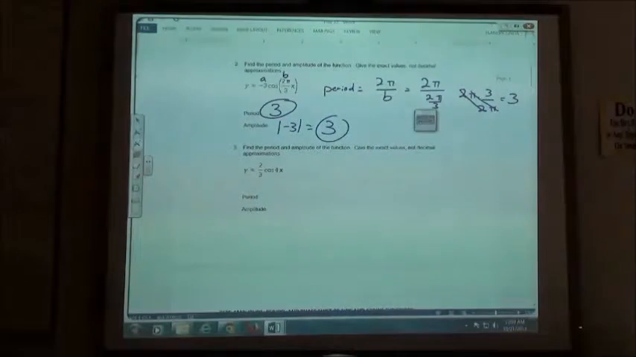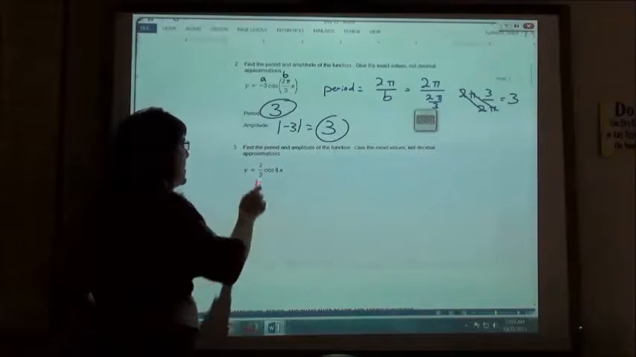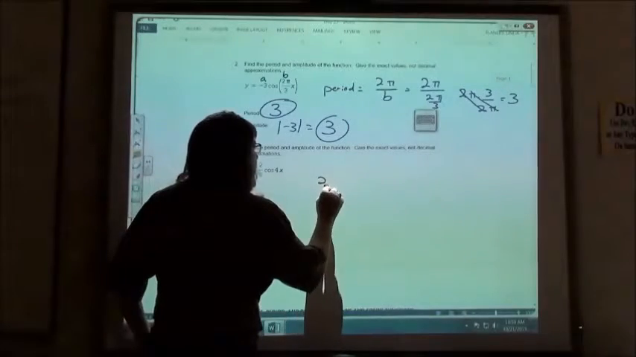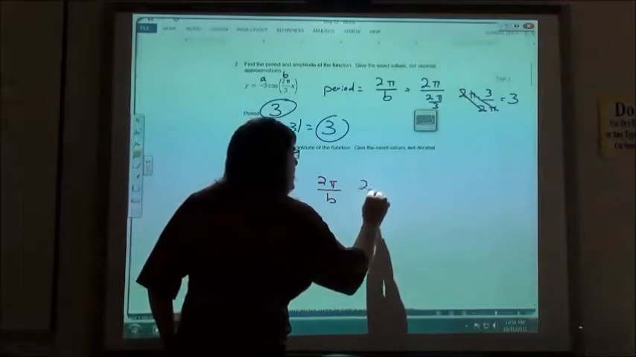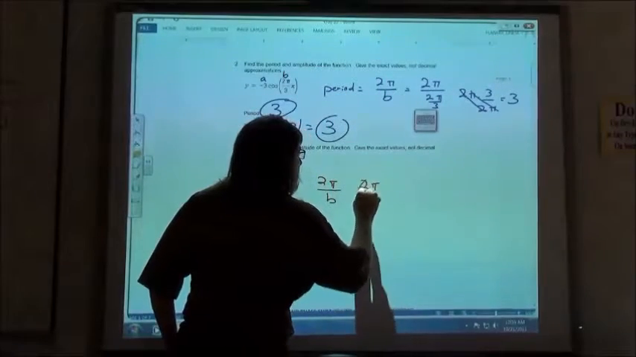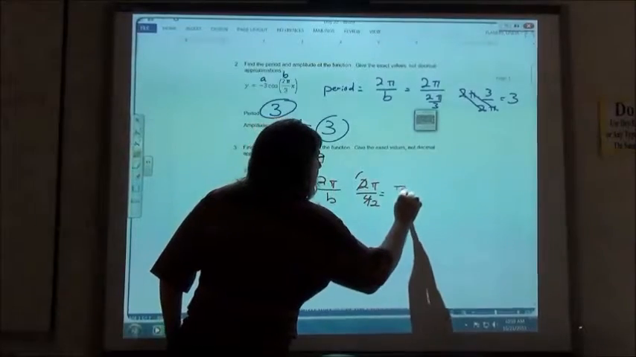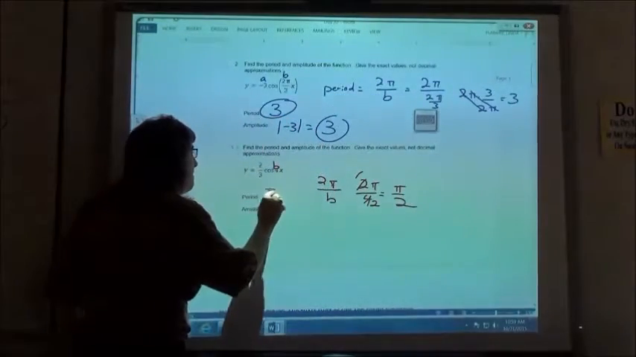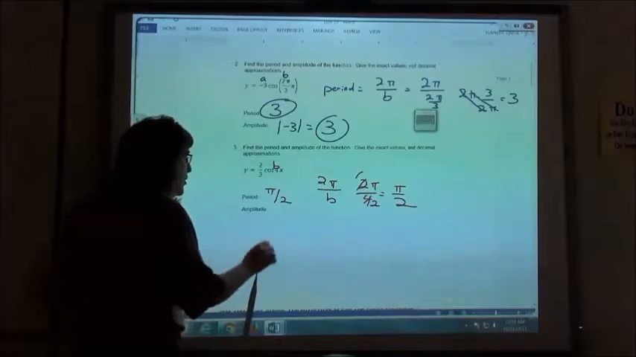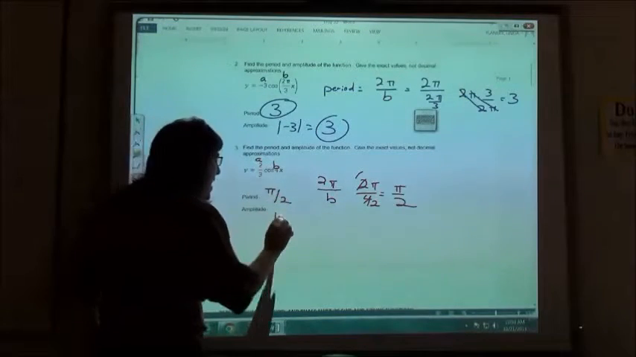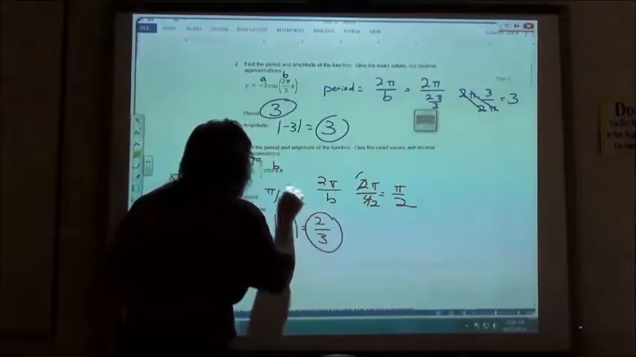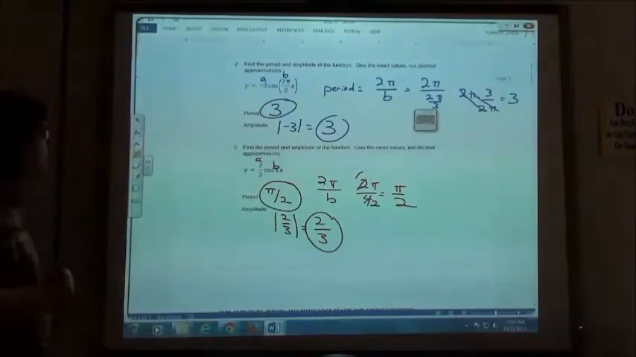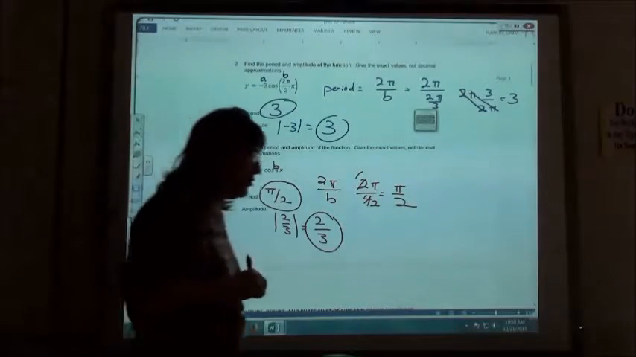And the third one says find the period and amplitude of the function. Give the exact values, not decimal approximations. So again, my period is 2 pi over b. The b on this one is 4. So 2 pi over 4 is going to reduce down, and so I get pi over 2. Amplitude would be the absolute value of a, which is 2/3. The absolute value of 2/3 is still 2/3. So my period, pi over 2, my amplitude, 2/3.